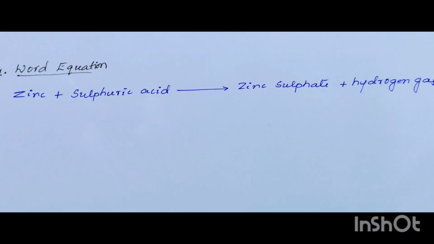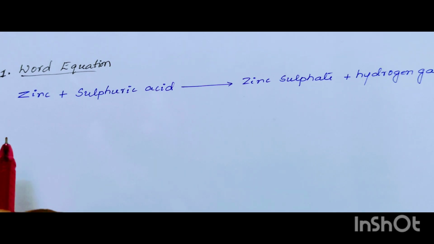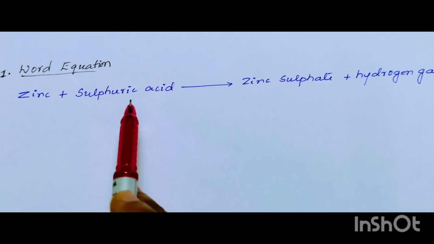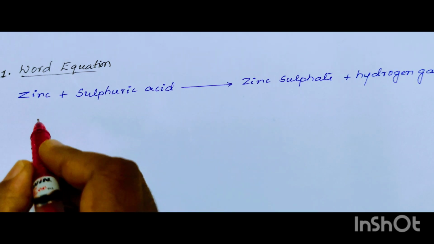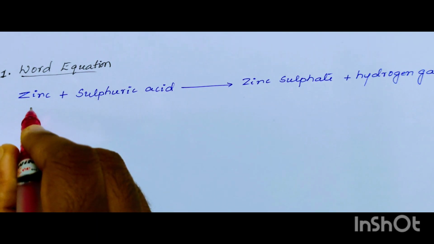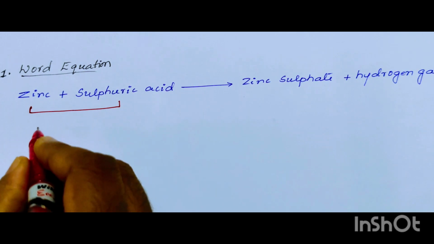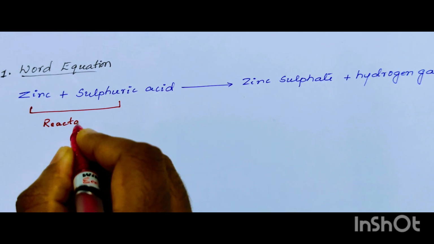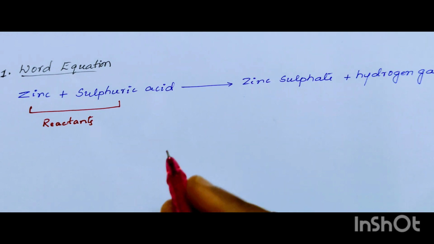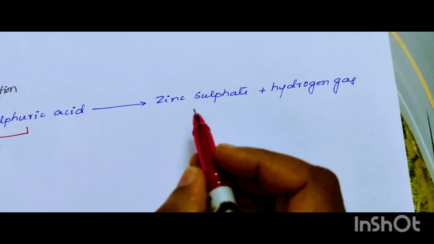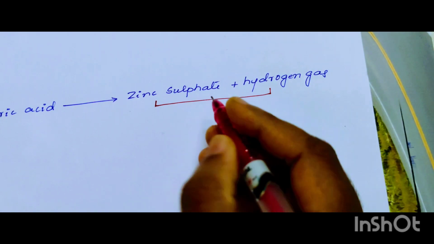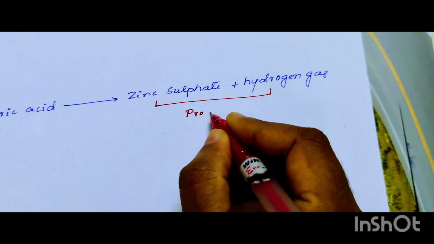Now let us study this. In the same example, zinc and sulfuric acid, these both are the reactants. And zinc sulfate and hydrogen gas, these both are the products.